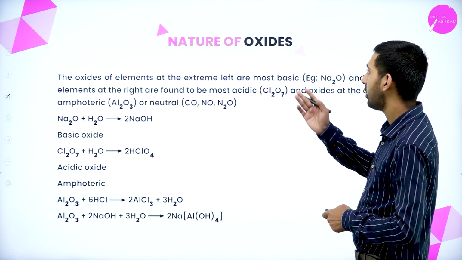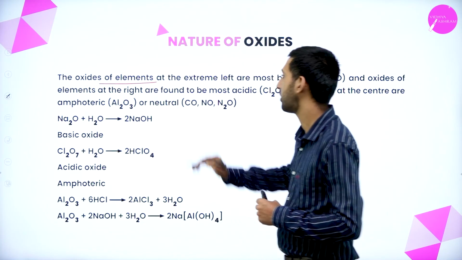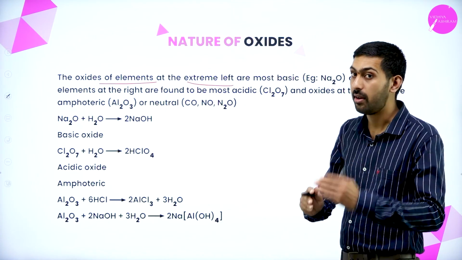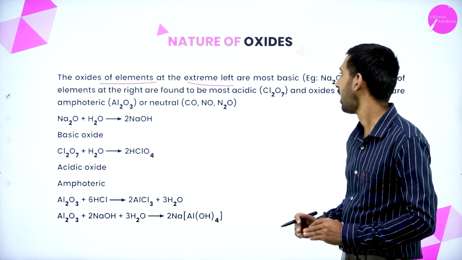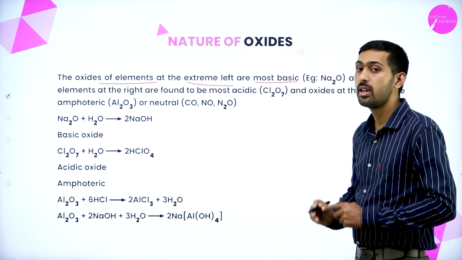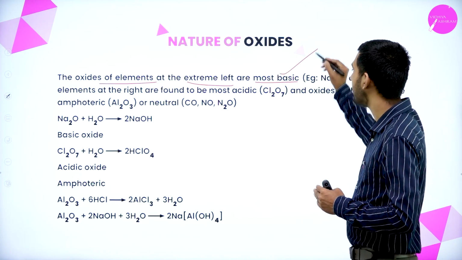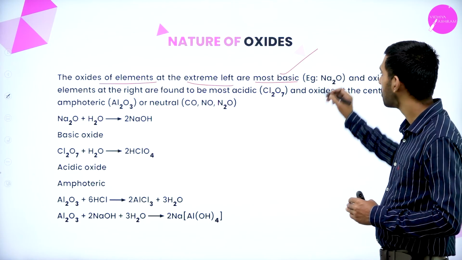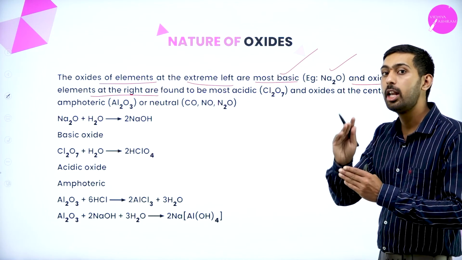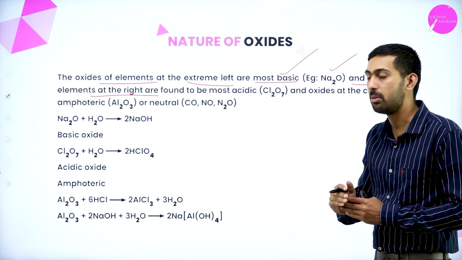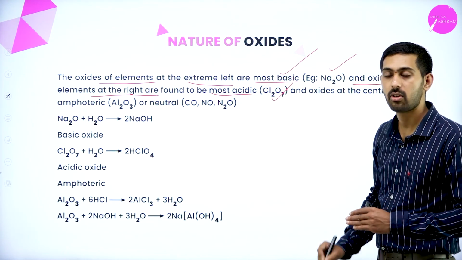Next thing is nature of oxides. What do you mean by nature of oxides? These are the oxides of elements. Oxides of elements on the extreme left of the periodic table are always most basic, for example sodium oxide. Now the oxides of elements at the right of the periodic table are acidic, so we can say Cl2O7 is acidic.